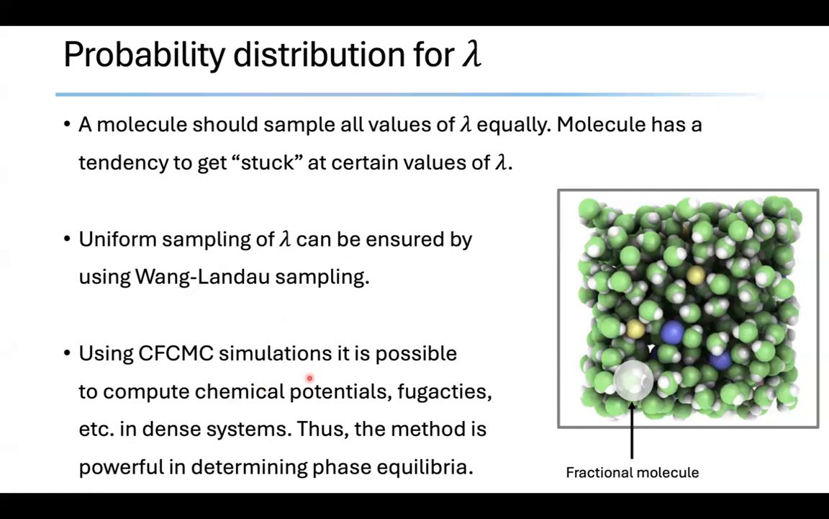The main advantage of using CFCMC simulations is that it is possible to calculate chemical potentials, fugacities, and many other properties like enthalpies in dense systems. The problem encountered in Monte Carlo simulations, which is just the MC simulations, is that in dense systems, insertion of particles becomes really difficult. Thus, the CFCMC method is powerful in determining the phase equilibria of multi-component systems.